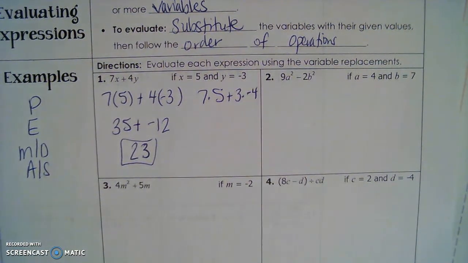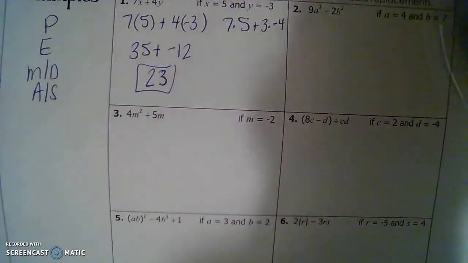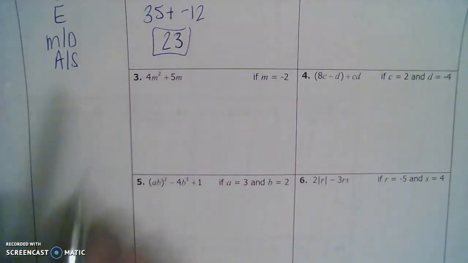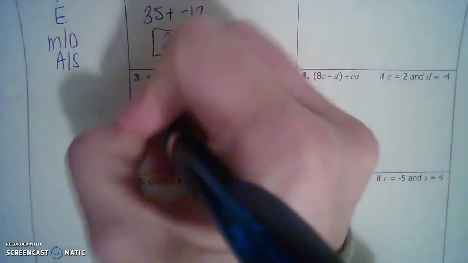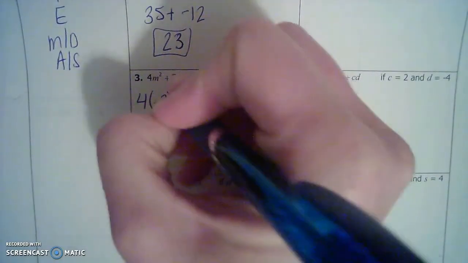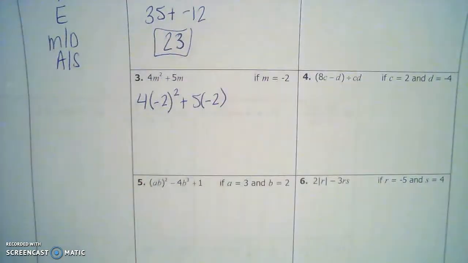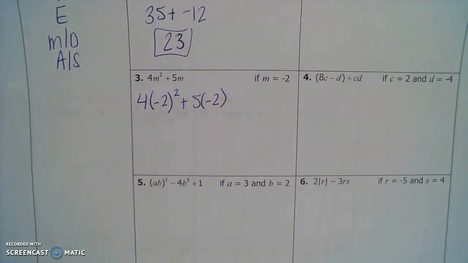We're going to do all the odd ones on this video. So we're going to skip down to number 3. It is extremely important for this one because you are squaring a negative number that you absolutely have to put that in parentheses. So you have to do 4 parentheses -2 squared plus 5 parentheses -2. So that time I went ahead and did the parentheses and the substitution all at once. It's whatever you're most comfortable with.